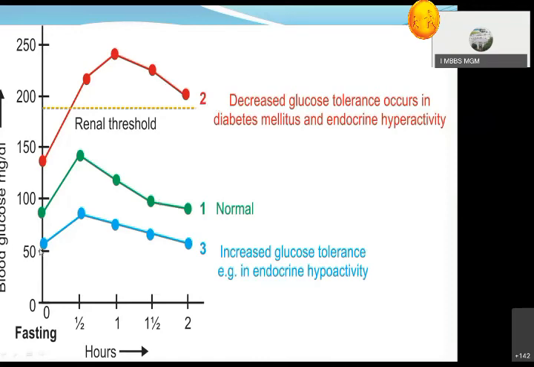Next is increased glucose tolerance. Here fasting sample is approximately 60, below the limit of fasting. Fasting limit is 70 to 100, it is below that. Then peak at half hour, it is below 100, and then it comes down again up to the mark of 60 at 2 hour. So it is a little bit flatter type of curve. This peak is not there even after the glucose ingestion. So it is increased glucose tolerance seen in endocrine hypoactivity.